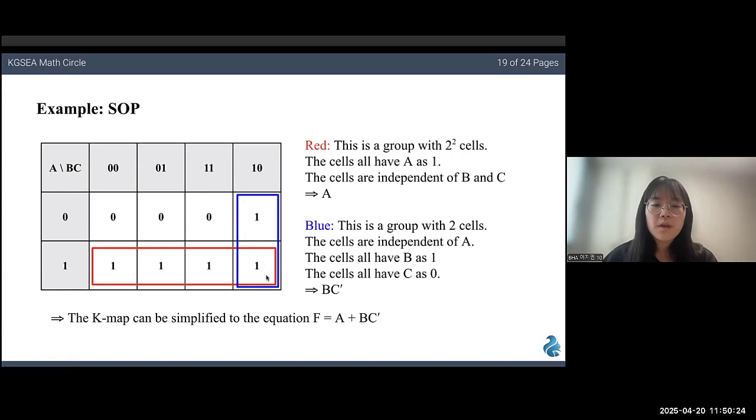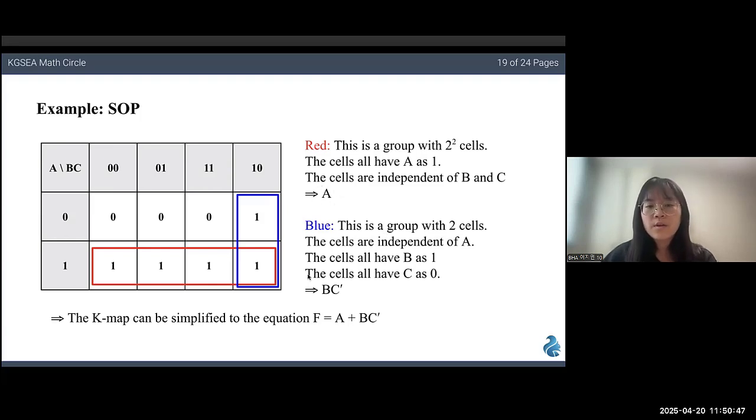So one group that we can make is the red group, which is a group with 4 cells. Since all cells have A as 1 and are independent of values of B and C, which is basically the same meaning as B and C can be whichever values between 0 and 1, we could deduce the value for the red group as simply A.